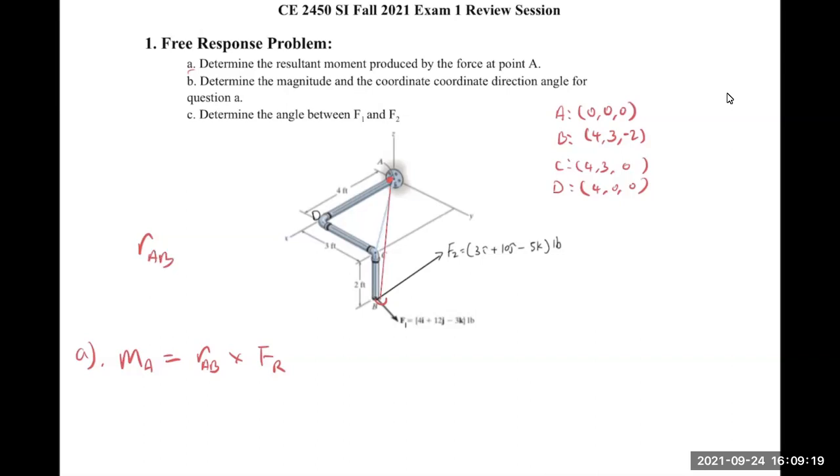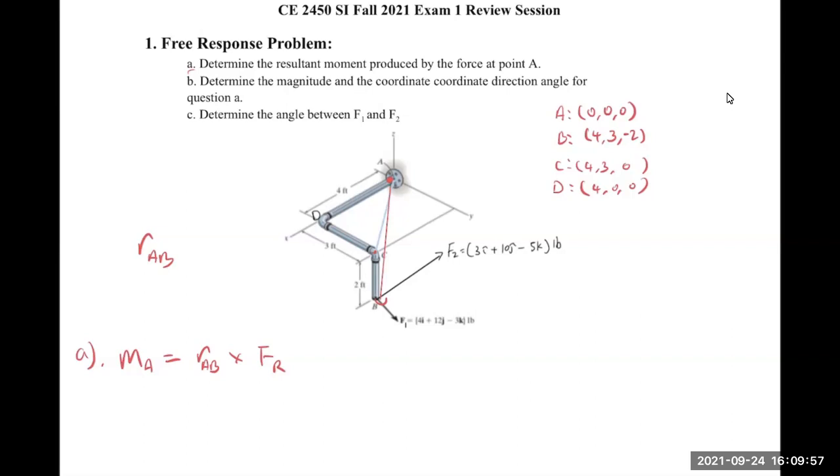But if the question says find the moment about point D, then you have to do R_DB, because that's from where you want the resultant moment to where the force is acting. And if the force is acting at C, then this will be R_AC. I want to get that clear because this is the most common problem I see when students work on this kind of problem and don't know which R to use.